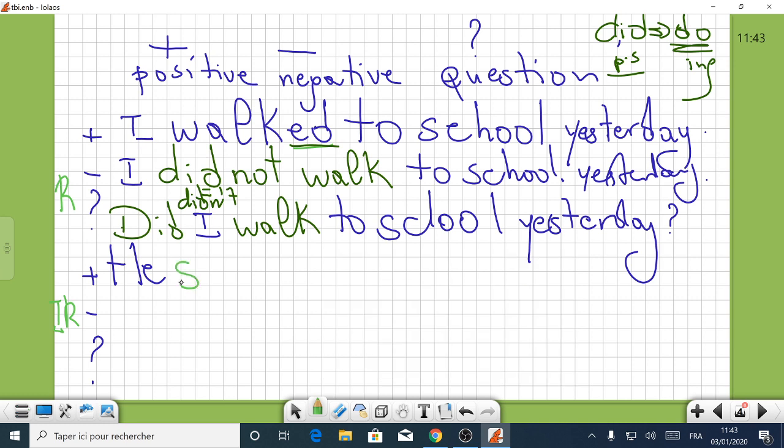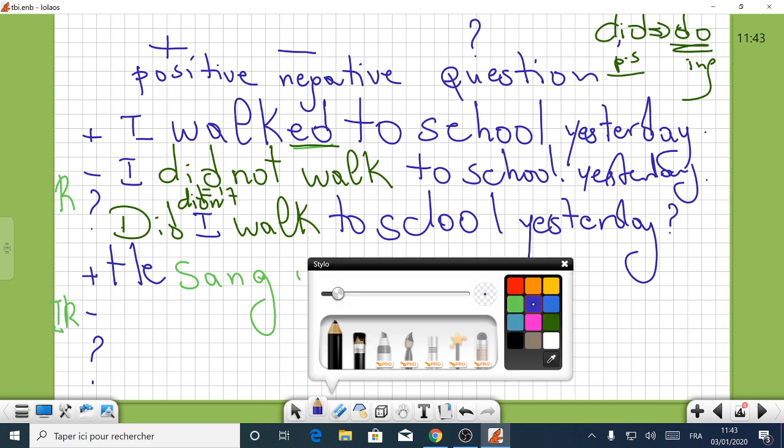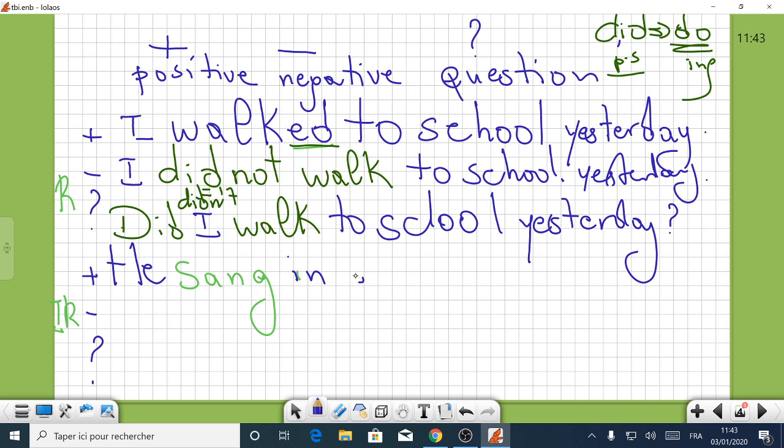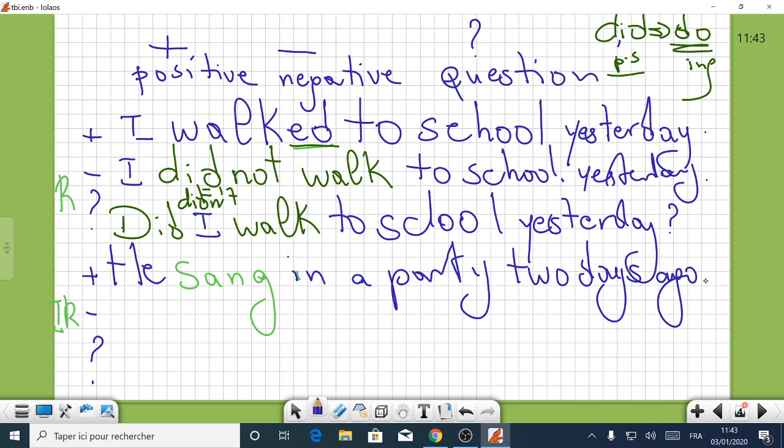He sang in a party. So we say he sang in a party 2 hours ago or 2 days ago. Of course, ago and yesterday are time phrases for the past simple, and we come back and see this again next time. So he sang in a party 2 days ago.